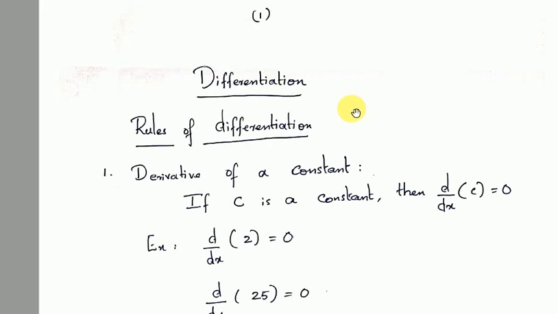Today we are going to discuss differentiation. First we can see the rules of differentiation. First one, derivative of a constant. If c is a constant, then d by dx of c equal to 0. That is, derivative of a constant equal to 0.